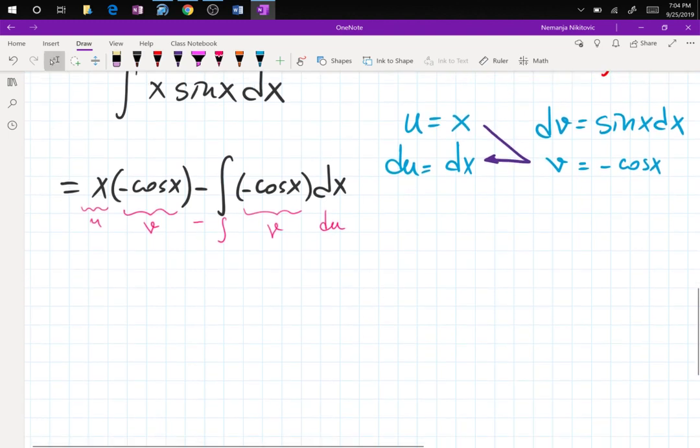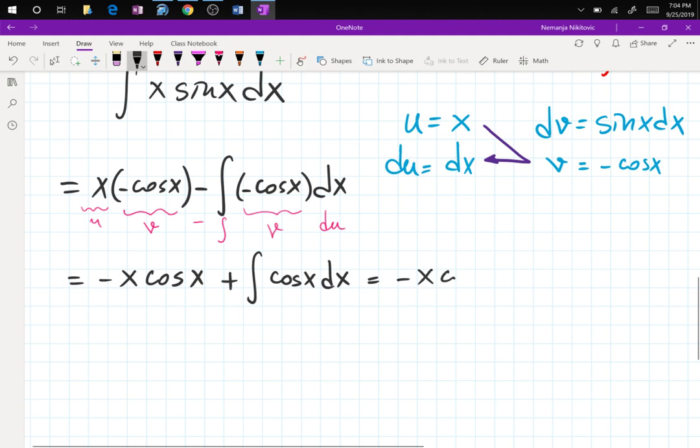Now do some algebra, integrate cosine, and we're done. So negative x cosine x plus the integral of cosine x dx is equal to negative x cosine x plus, what's the integral of cosine? Sine x plus C. We're done.